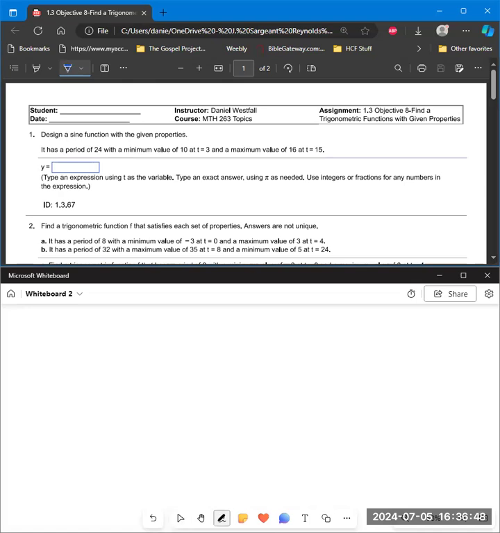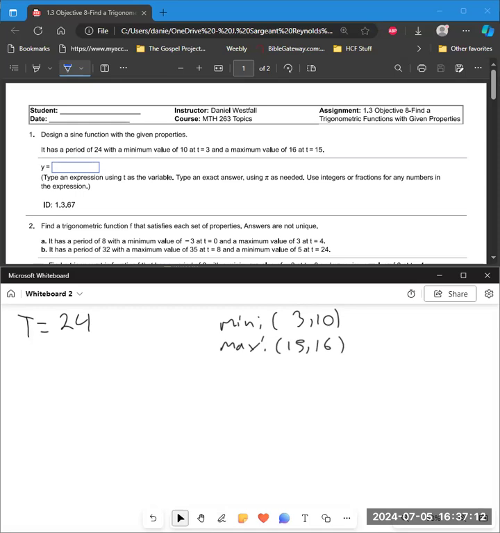Let's design a sine function with the given properties. It's going to have a period of 24 with a minimum value at 3 10 and a maximum value at 15 16. So our amplitude is our max minus our min over 2, which is 16 minus 10 over 2, is 6 over 2, is 3.